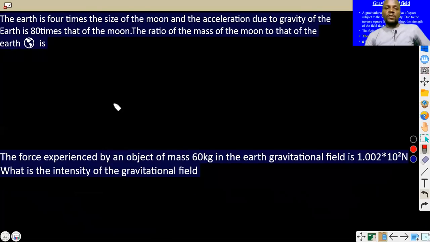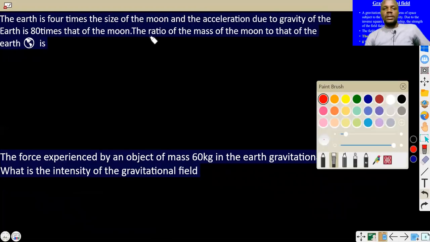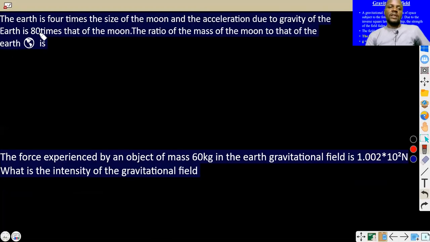The last 2 set of questions here says that the Earth is 4 times the size of the moon, fine. And the acceleration due to gravity of the Earth is 80 times that of the moon. The ratio of the mass of Earth to the mass of the moon is what? So now the Earth is 4 times that of the moon, gravity is 80 times that of the moon. We are looking for mass.